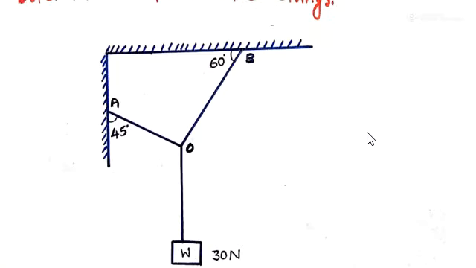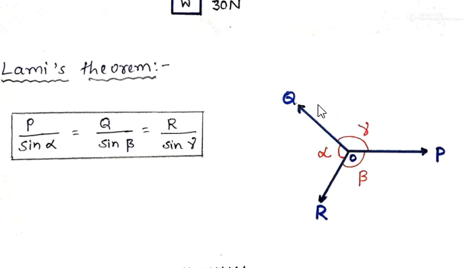So here a weight of 30 newtons is hanging with the two strings, OA and OB, which are attached to a roof like this, and this 30 newtons is acting here. We have to find out the forces in OA and OB, which are nothing but the tensions in OA and OB. So for this case we can apply Lami's theorem.